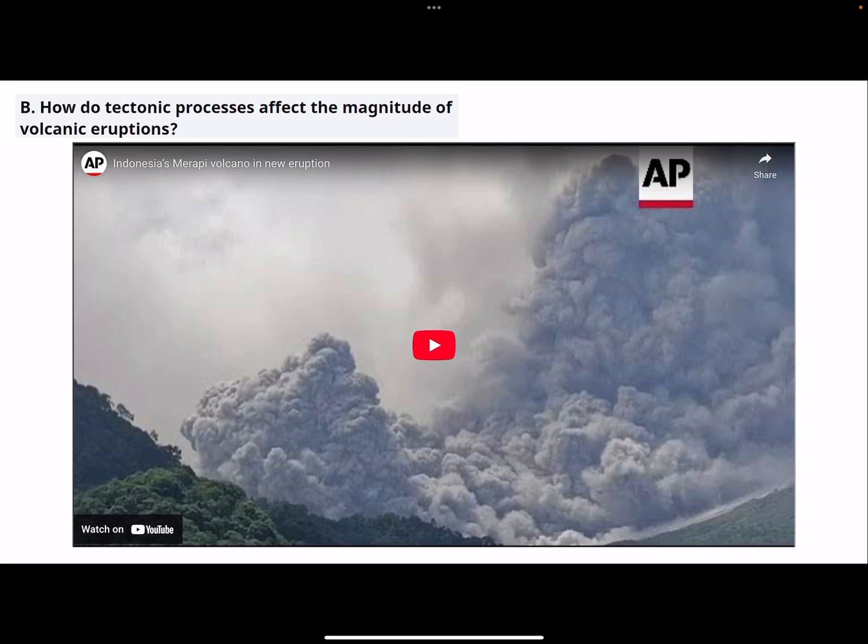Okay, welcome to the second video in the Tectonics cluster topic 2. In this particular video, we'll be looking at the first part of how tectonic processes affect the magnitude of volcanic eruptions. We'll be looking at how volcanoes are formed, as well as a little bit on the impact of the tectonic processes. Okay, so this is an eruption recorded of Mount Merapi in Indonesia.